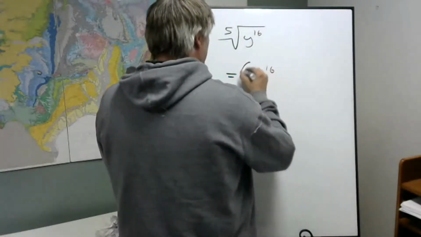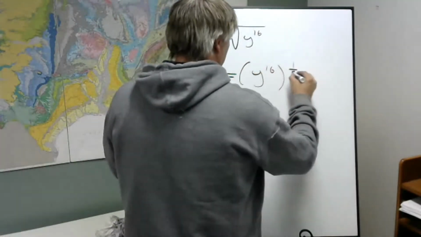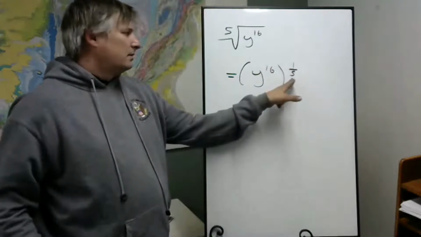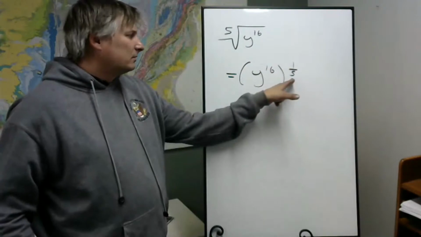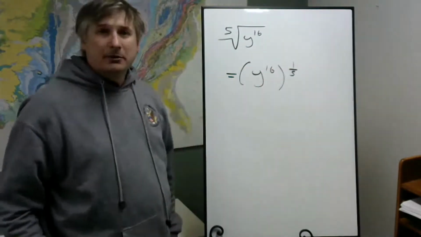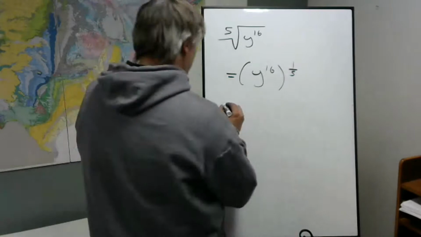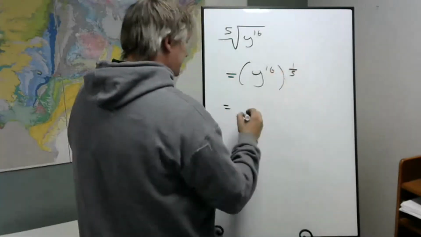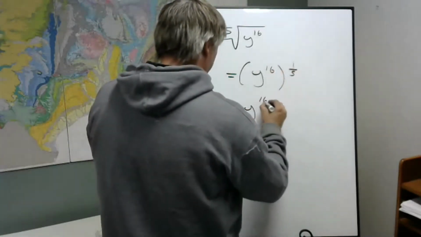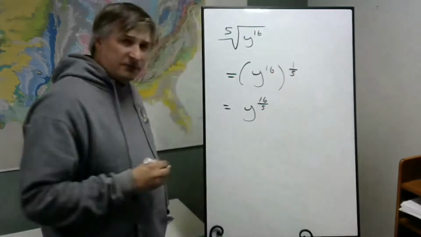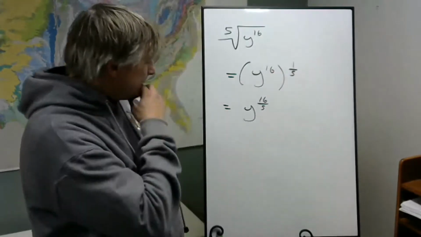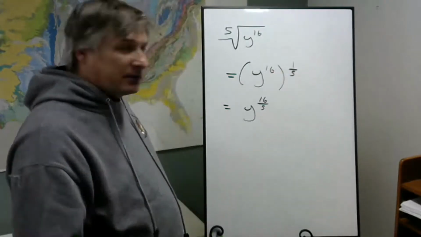Remember that a root is a rational exponent with a 1 as a numerator. Distribute and multiply, you'll get y to the 16 over 5. Now, there's something you can do here.